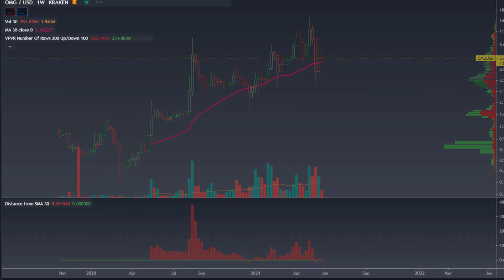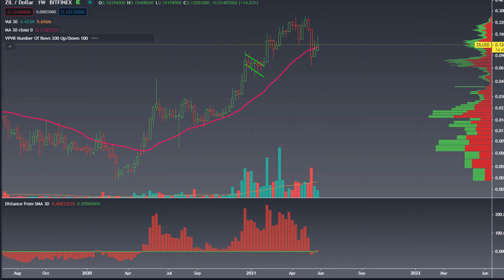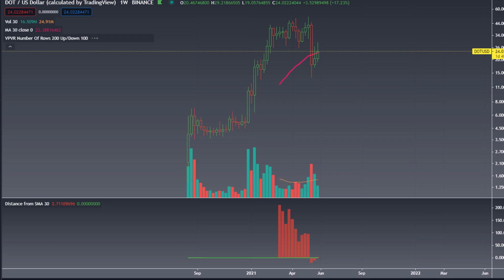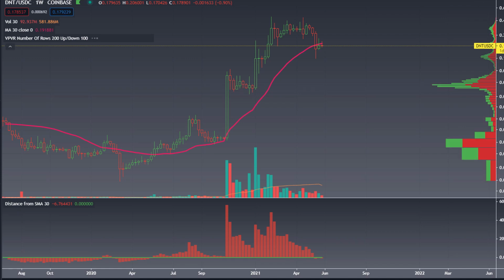So you can see, if you look around, there's a large percentage of assets that are well above their 30-week moving average, which, to me, is the bull zone, just tapping off it and continuing their parabolic runs.